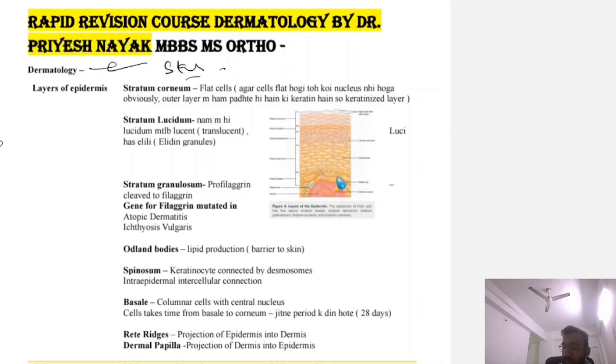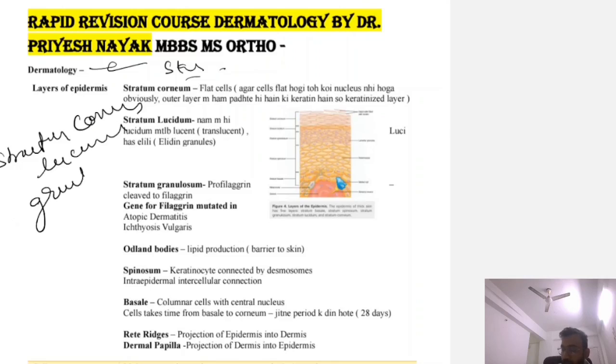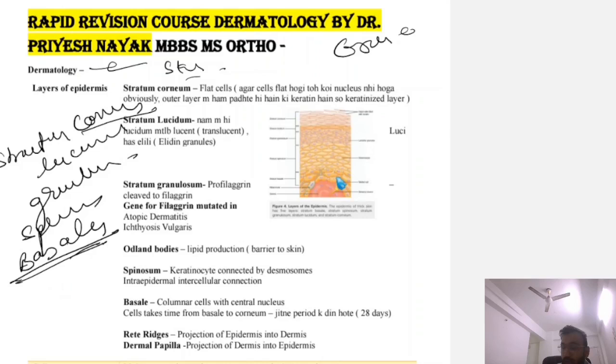In skin there is the epidermis. The epidermis has 5 layers: stratum corneum, lucidum, granulosum, spinosum and basal. How will you remember this sequence? It is very easy. Basal means base, so it is the last, deepest layer. Corneum: the cornea is on the outer layer of the eye, so corneum is outermost. In this case also, stratum corneum is the outermost layer.